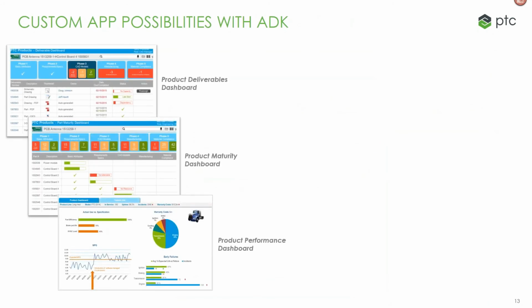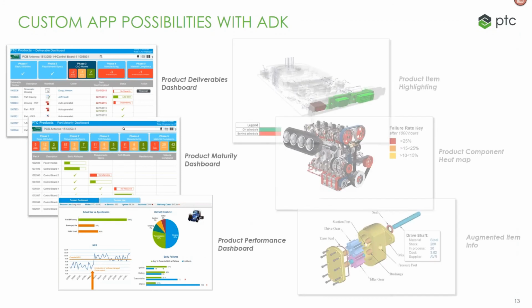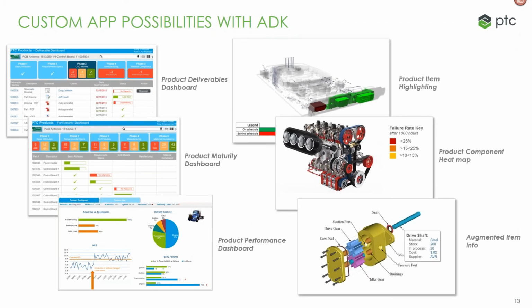You can use the Application Development Kit to create completely new apps, as I just mentioned, such as these various product dashboards to show deliverables, product maturity dashboards, product performance dashboards, et cetera. You could also create quality heat maps to identify parts with high failure rates or to augment views with dynamically acquired information. There are many possibilities for the use of the Application Development Kit to provide the right information to the right role at the right time.